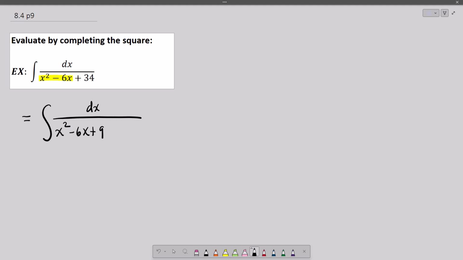And then we can think of just taking that 9 from this 34, so that these two constants add up to that. We've just partitioned 34 so that part of it's going to go over to that perfect square. And so then this is x minus 3, quantity squared, plus 25.